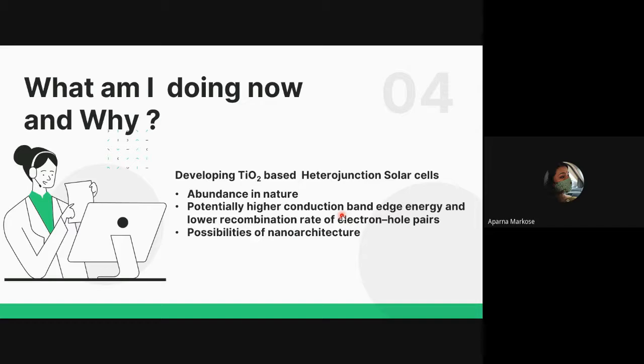So you can use any ways to fix it in your lab. You can change the structure, you can dope materials into it. Anyway, if you increase the conductivity, then you will get a better heterojunction solar cell. So I have already talked about nano architecture. You have seen one nano architecture in the previous slide. So nano architecture is also possible.